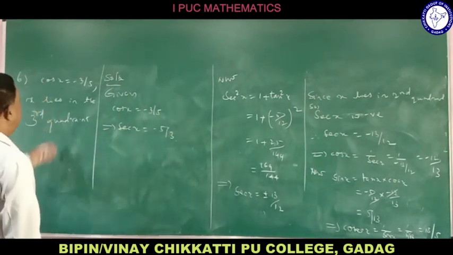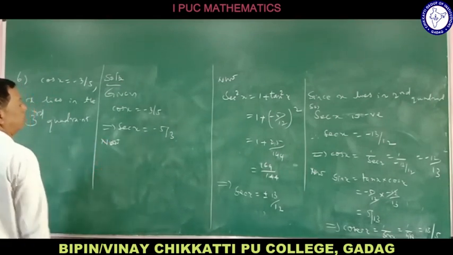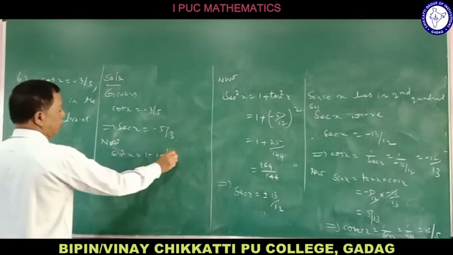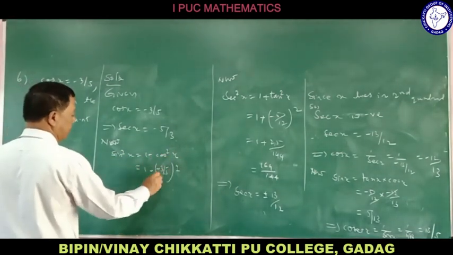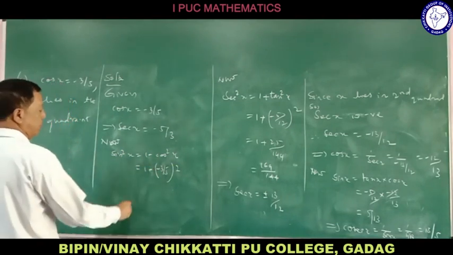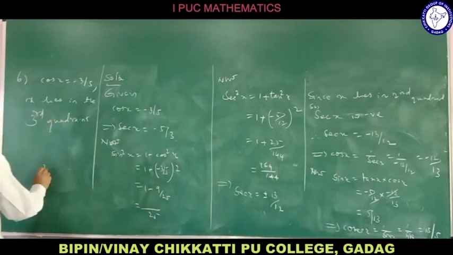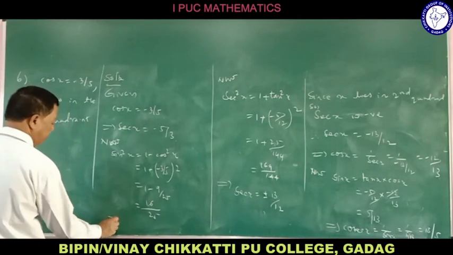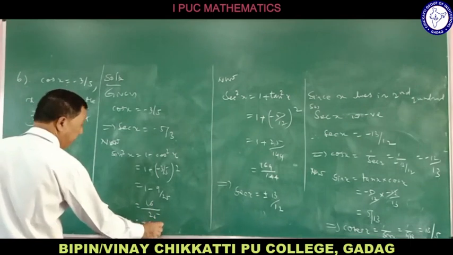And now when cos is given, you can find out sin square x. Sin square x is equal to 1 minus cos square x. 1 minus minus 3 by 5 whole square. Try to understand, 1 minus cos square x, so 1 minus 9 by 25. This is 25 minus 9, and this is 16 we will find. This implies sin x is equal to plus or minus 4 by 5.